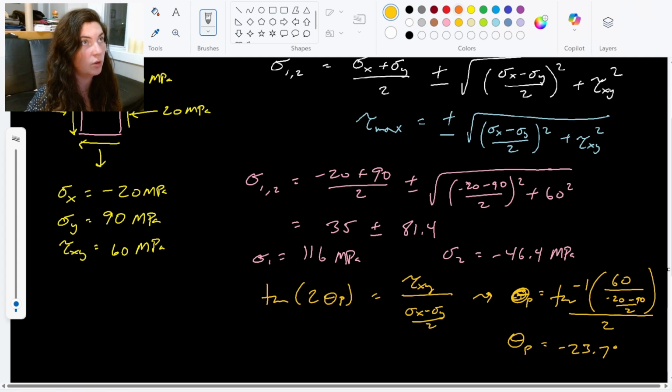So if I were to draw out this new shape, right? My rotated element here.